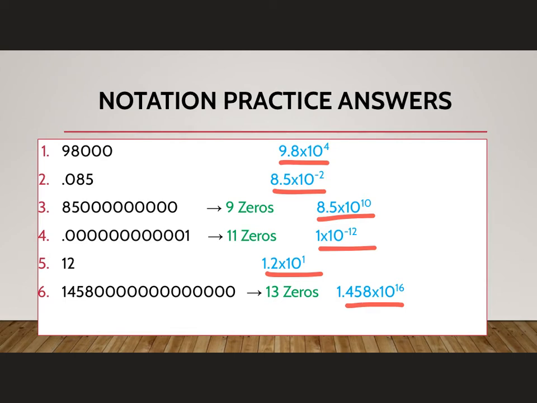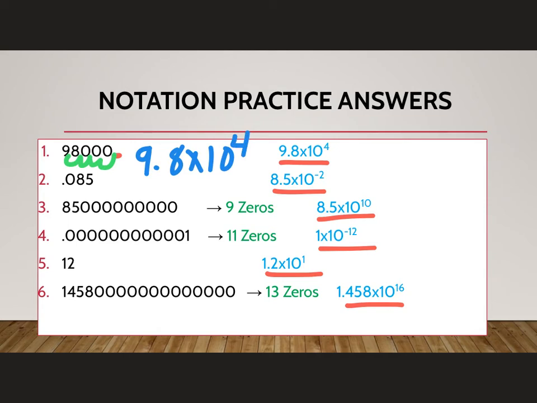All right, in number 1, this is 98,000. Our decimal point starts right there. We're going to move that decimal point 1, 2, 3, 4 spots. After we moved it 4 spots, we just rewrite it as 9.8 times 10, and then we moved it 1, 2, 3, 4 spots. We moved it forward and it was positive, so that's 10 to the 4th power.